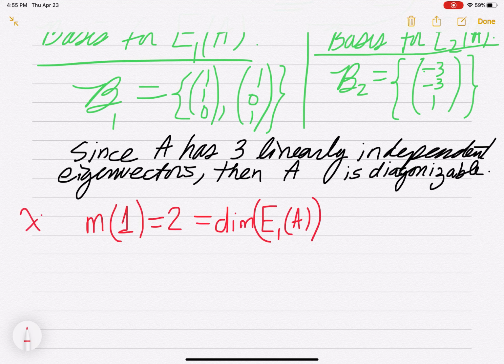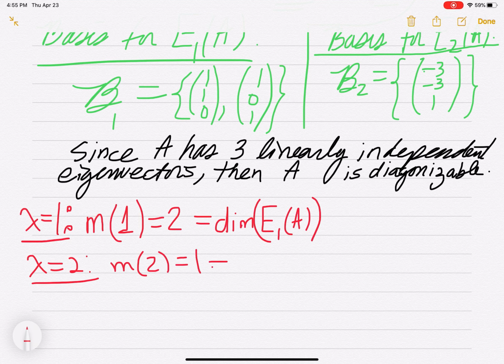This is for the eigenvalue of 1. They both had a multiplicity of 2. Algebraic multiplicity agreed with geometric multiplicity, and for the eigenvalue of 2, remember the algebraic multiplicity was 1. It only showed up once, that root, and the dimension of this eigenspace, E2 of A, was 1 as well. The right-hand side is called the geometric multiplicity. The left-hand side is called the algebraic multiplicity. When they all agree, then you're going to be diagonalizable. That's just something to keep in mind. But in any case, it's diagonalizable.